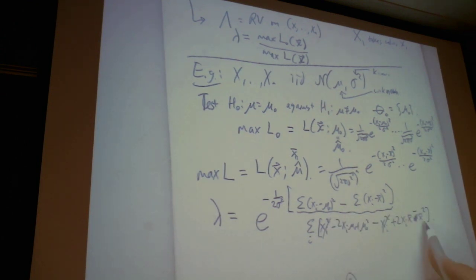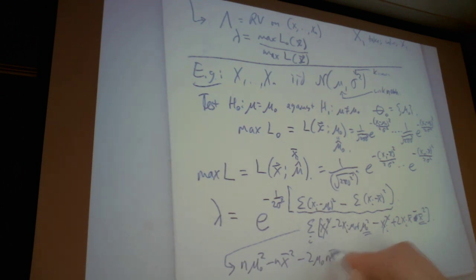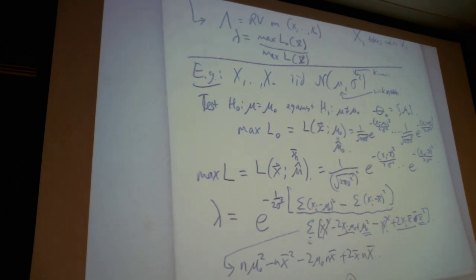So let's keep playing with this. How many mu0 squareds do I get? N mu0 squareds. Same with x bar squared. I get n x bar squareds. And then I have minus 2 xi mu0. That's minus 2 mu0 times the sum of the xi, which is n x bar. So that's that term. And how about here? I get plus 2 x bar times the sum of the xi, which is n x bar. Does everybody see that?